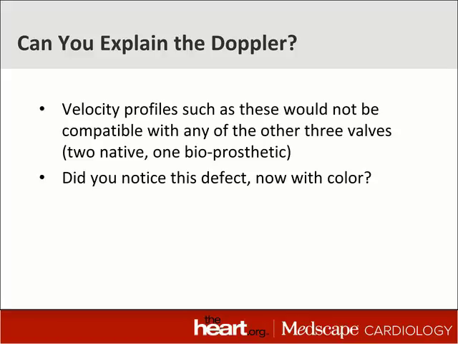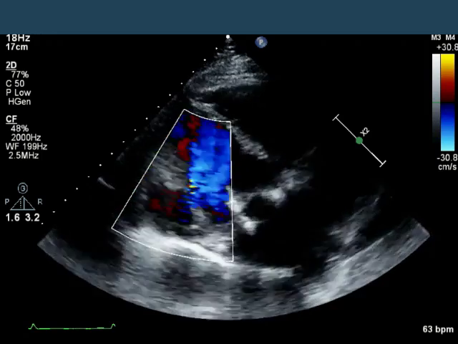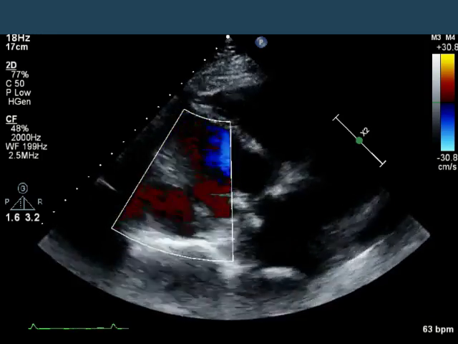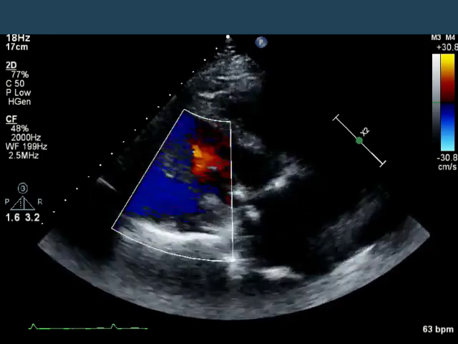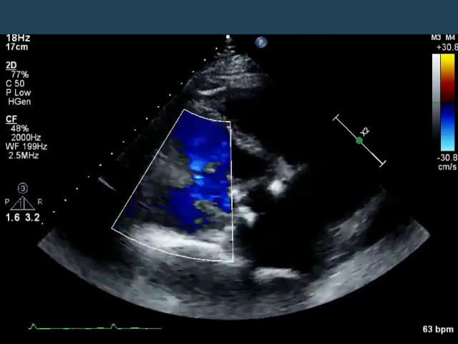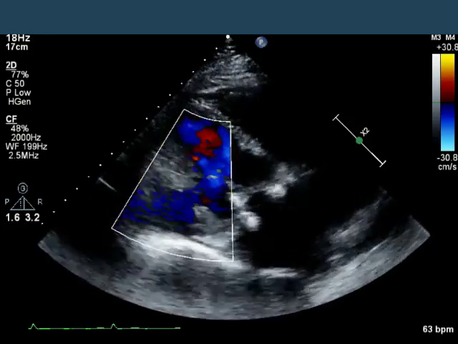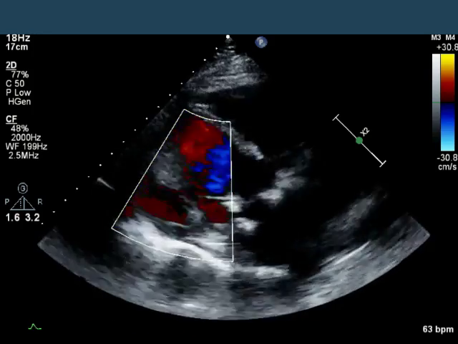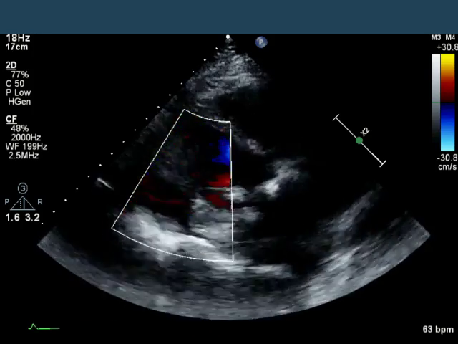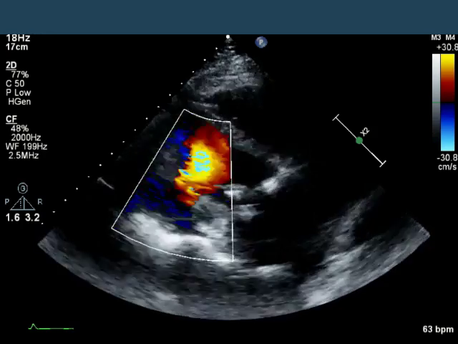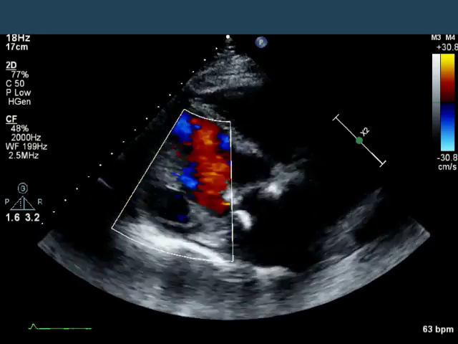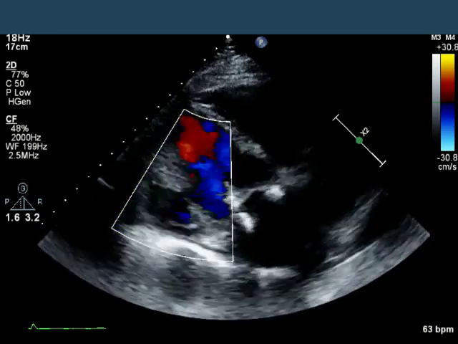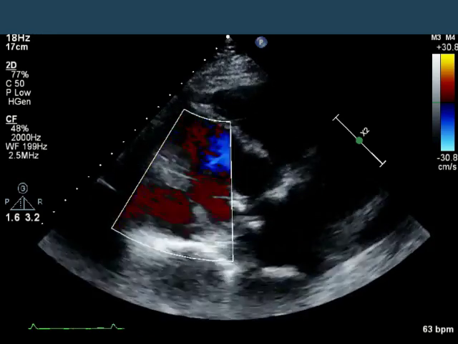But take a look at the 2D images one more time. This is the parasternal long axis with color now, just slightly moved off away from the mitral valve, a little towards the center of the screen. This defect that you could see the color going in and out of was actually apparent on the 2D images all along. I just didn't bother to point it out to anybody because I was concentrating on the valves. Take a look at that. There seems to be flow in and out of that defect.